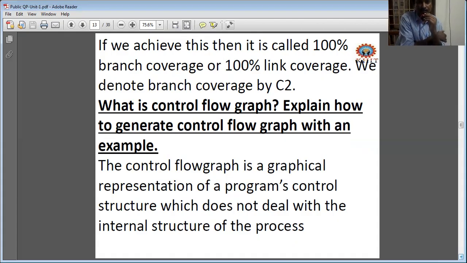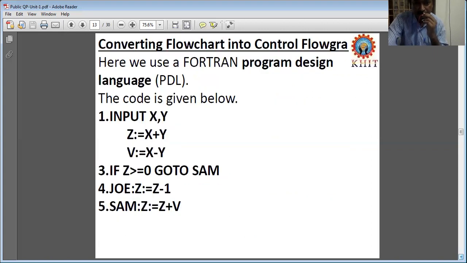Okay. Now, the next question. It is a most important question. What is a control flow graph? Explain how to generate a control flow graph. The control flow graph is a graphical representation of the program control structure, which does not deal with the internal structure of the process.